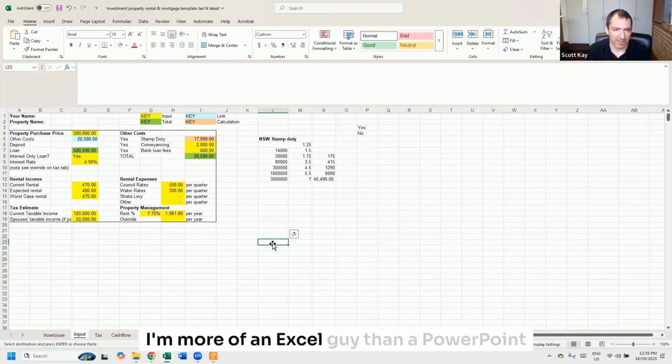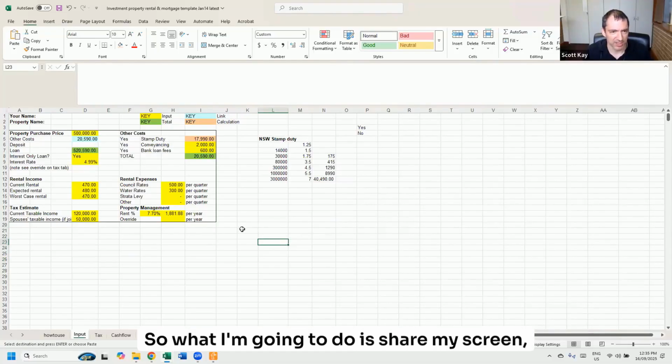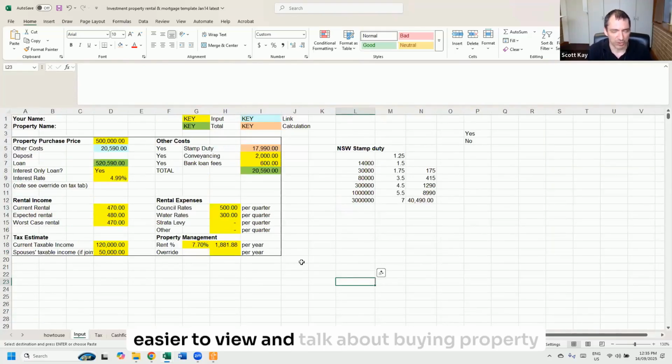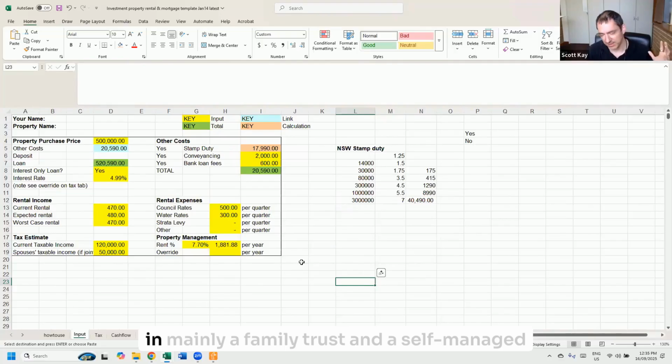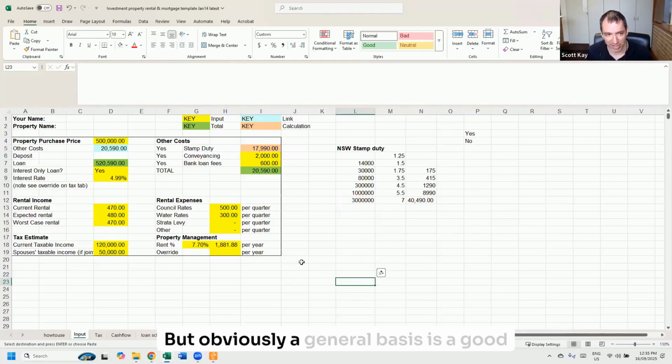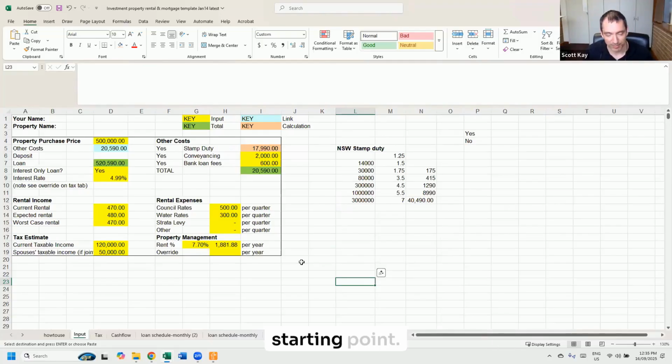I'm more of an Excel guy than a PowerPoint guy. So what I'm going to do is share my screen, which I'm going to try to blow up to make it easier to view, and talk about buying property in mainly a family trust and a self-managed super fund. But obviously, a general basis is a good starting point.